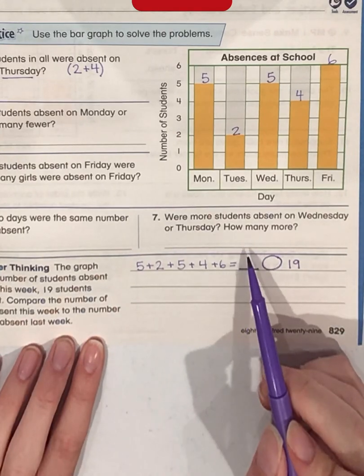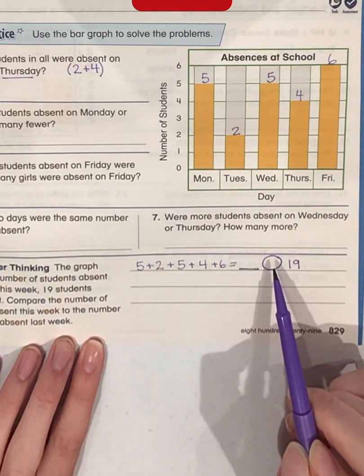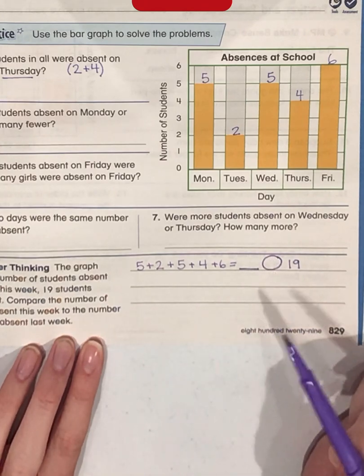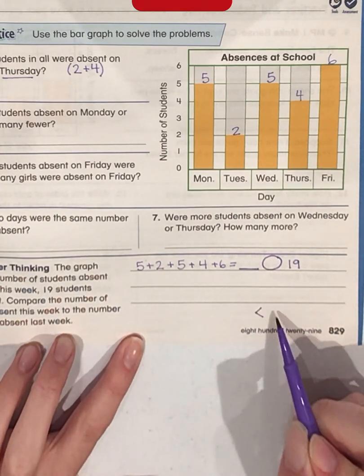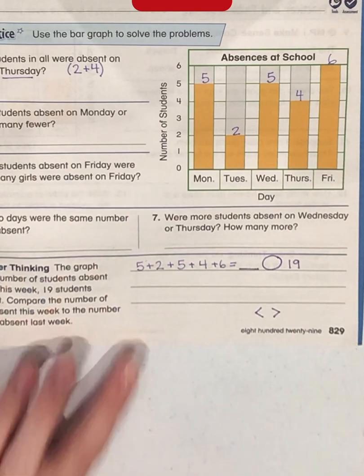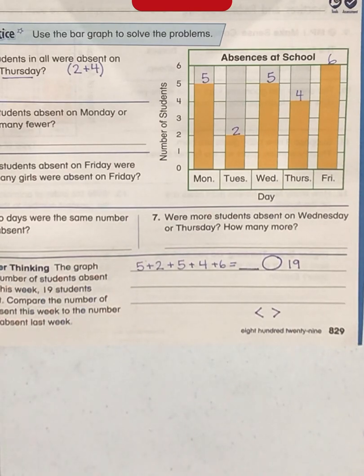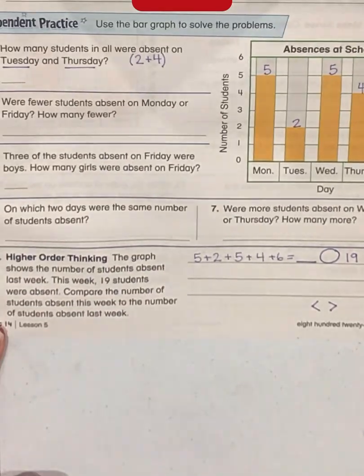Okay, so your job is to find the sum and then to compare the two numbers. When I say compare the two numbers, I'm talking about writing in the less than or greater than symbol in that circle there, okay? And that will take care of number 8.